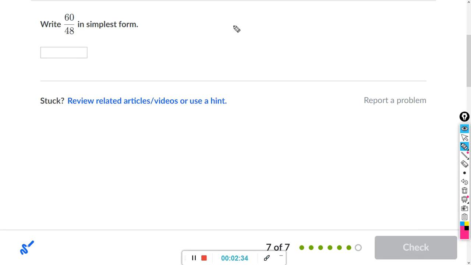Okay, here we have 60 divided by 48. These are both divisible by 4. But let's say you didn't know that and you started by dividing by 2 because they're both even numbers. So we do the same thing on the top and bottom. 60 divided by 2 is 30. 48 divided by 2 is 24.